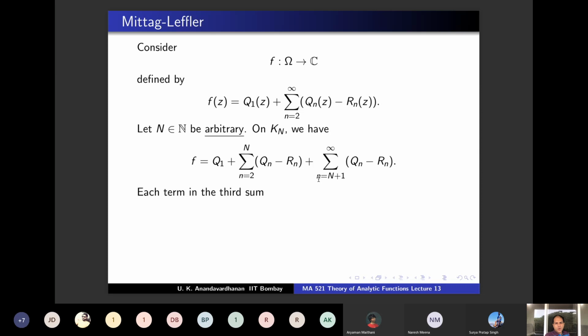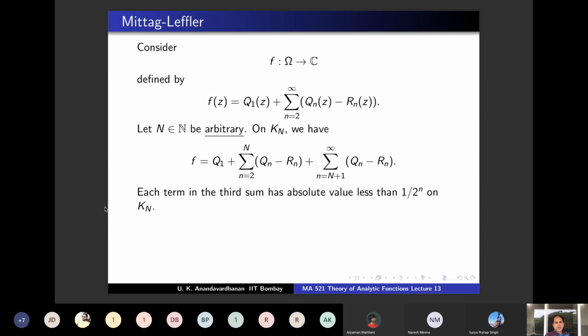So for each small n bigger than or equal to capital N, you are going to get mod qn minus rn less than 1 by 2 power small n. And this is true on K capital N plus 1, etc. But K capital N plus 1 contains K capital N, so all these bounds are true on K capital N. So the nth summand is less than 1 by 2 power n, and each term in the third sum has absolute value less than 1 by 2 power n on K capital N.